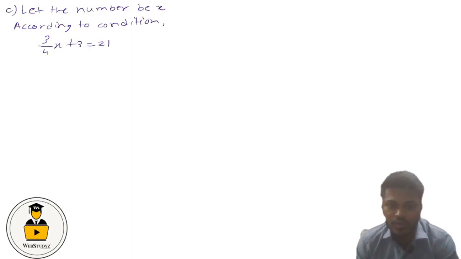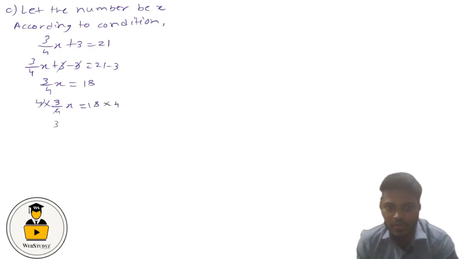Now the first thing that we will do here is subtract 3 from both the sides. So this will be 3/4 x plus 3 minus 3 equals 21 minus 3. So 3/4 x equals 21 minus 3, which is 18. Now we will multiply by 4 on both the sides. So this will be 4 into 3/4 x equals 18 into 4. So 4 will get cancelled. So we will get 3x equals 72. Now we will divide by 3 on both the sides.